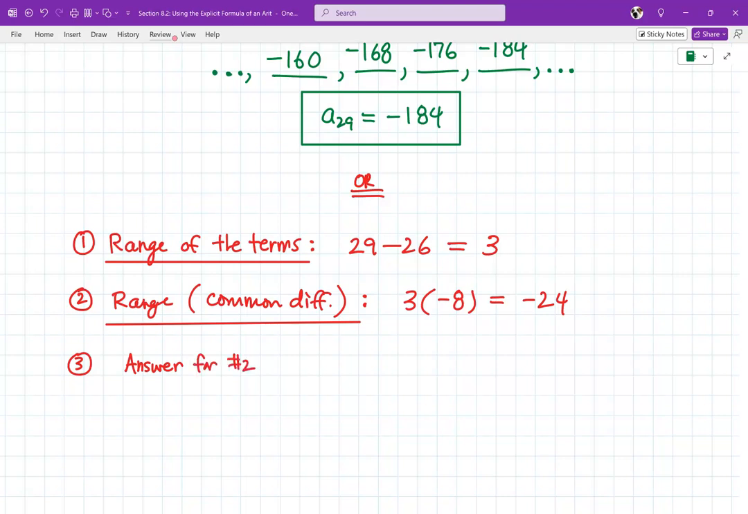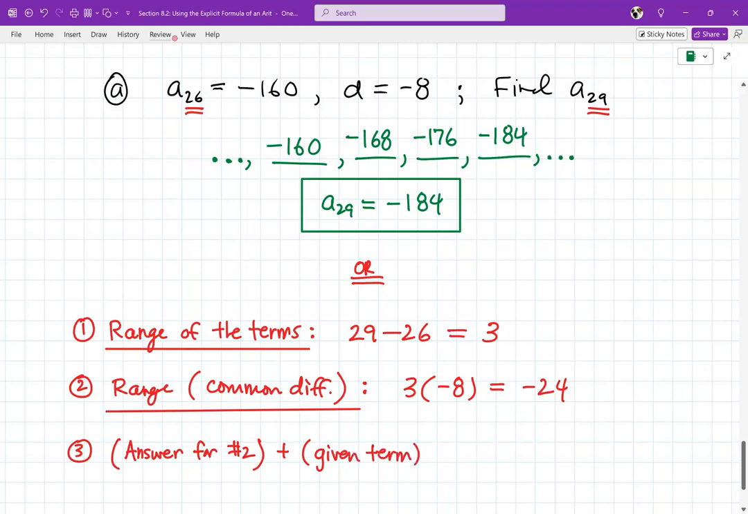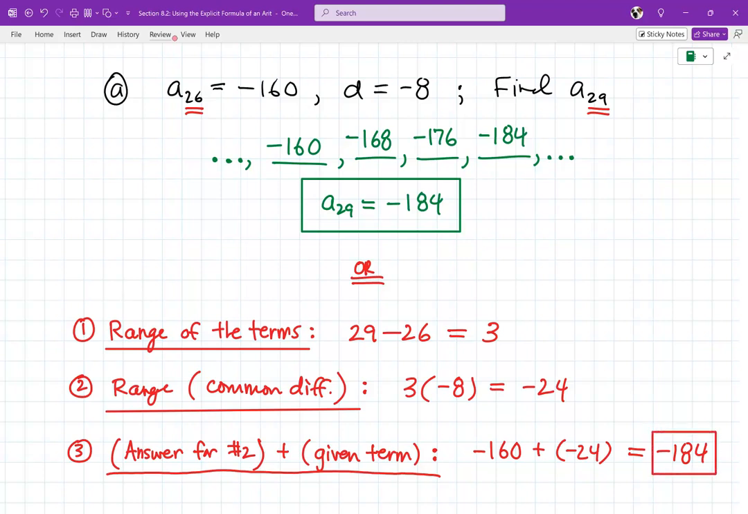For step 2, plus what is it here? Your given term. In other words, I probably should have written it backwards. Probably would have been better. Get the number that they gave us already, negative 160, and add the number we just multiplied out, negative 24. And that's equal to negative 184, which is exactly the answer that we got before.